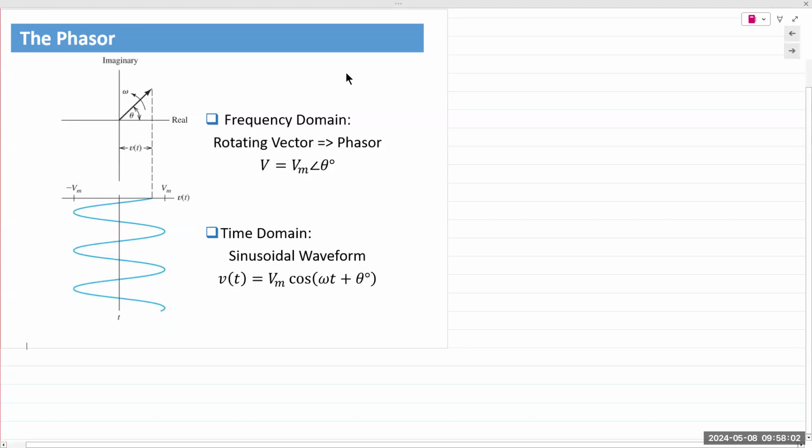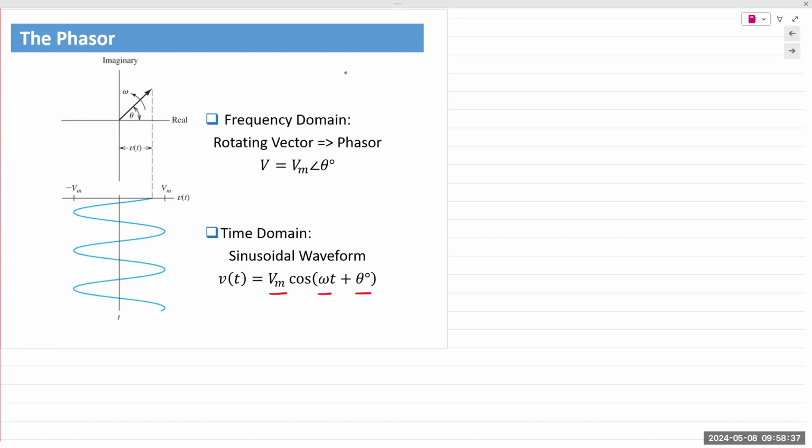In the time domain, we have three quantities: Vm, omega, and theta. If you think back just 2 slides ago, I said the generation of AC voltage or current is due to a circular rotation inside a magnetic field, going between north and south pole. This is kind of the opposite of that. You're taking a sinusoidal waveform and representing it as a rotating vector in the complex plane. The rotation is counterclockwise.